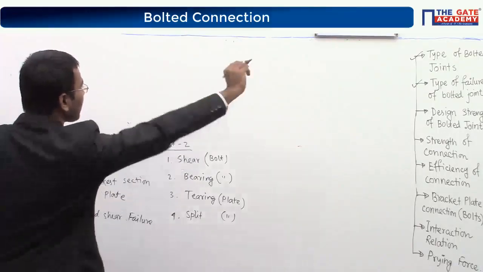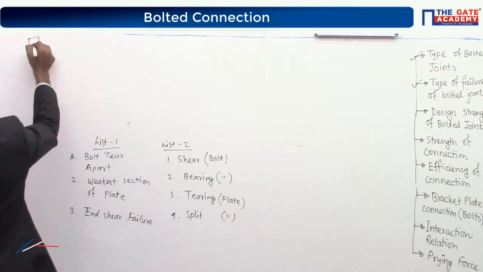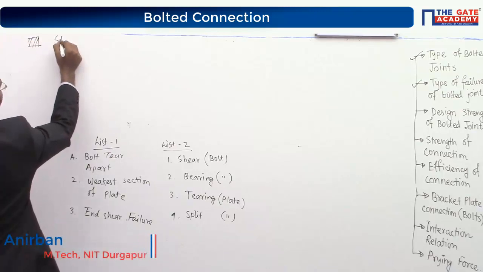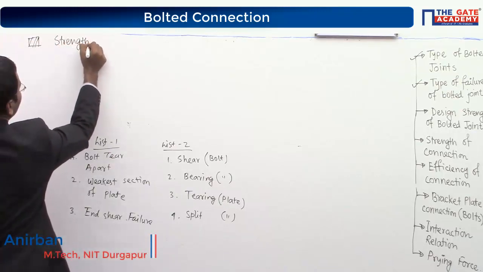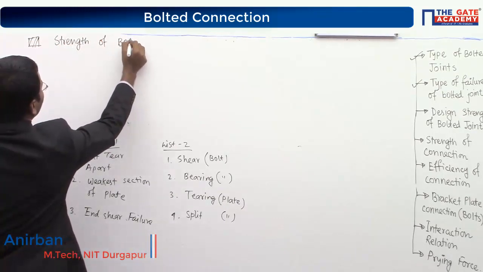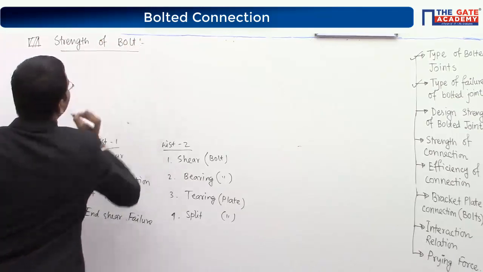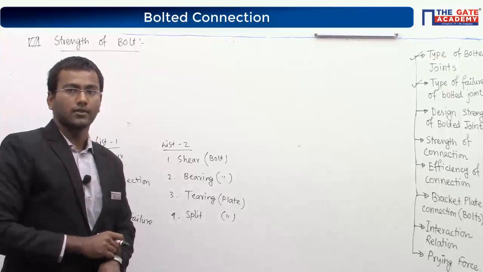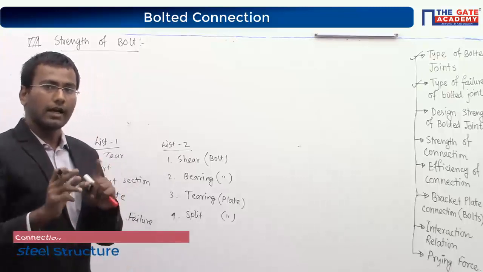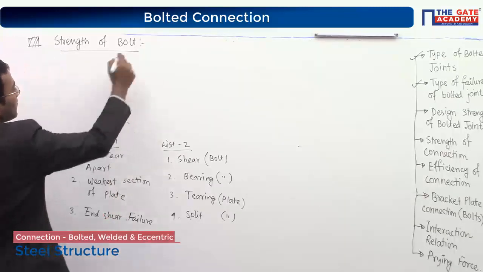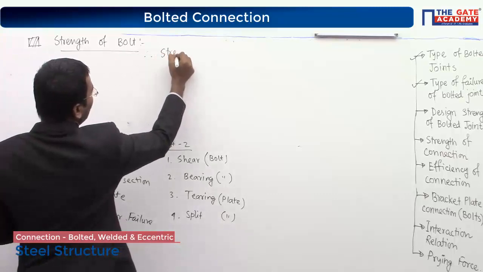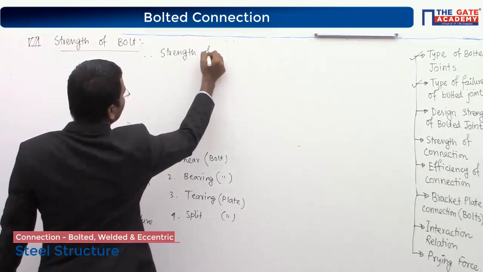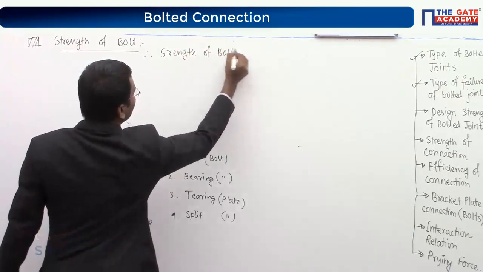First write down, for the new topic, write down strength of bolt. So in the strength of bolt, we have discussed, sir, bolt can fail in two cases. Bolt can fail in shearing and bolt can fail in bearing. So I can say strength of bolt is equal to what?